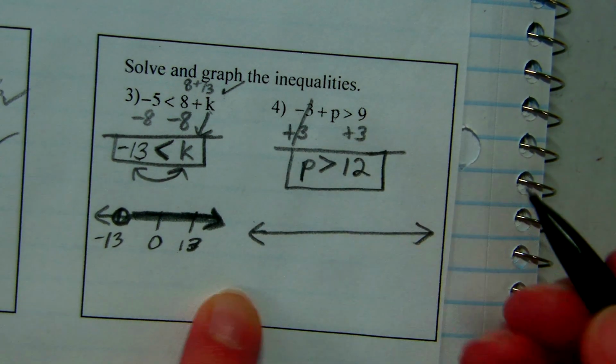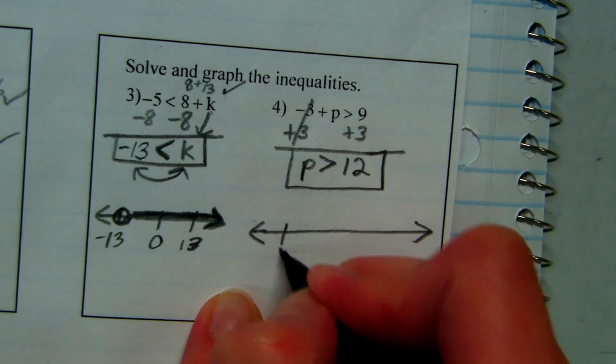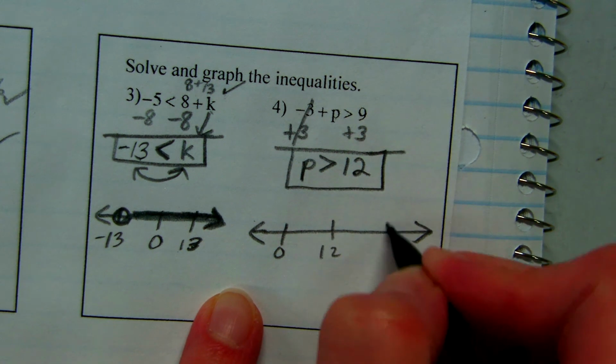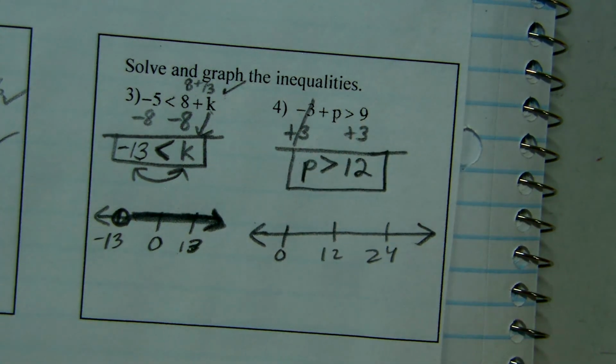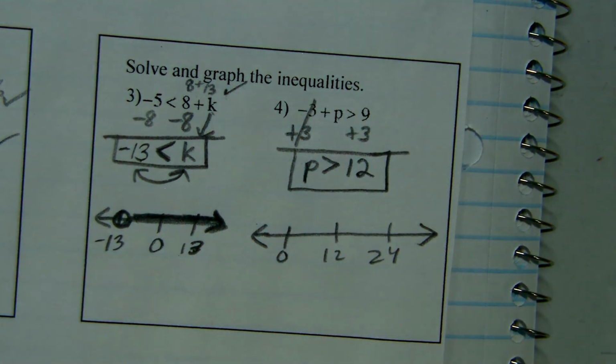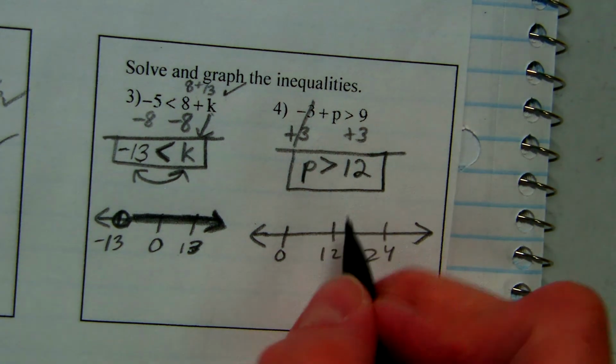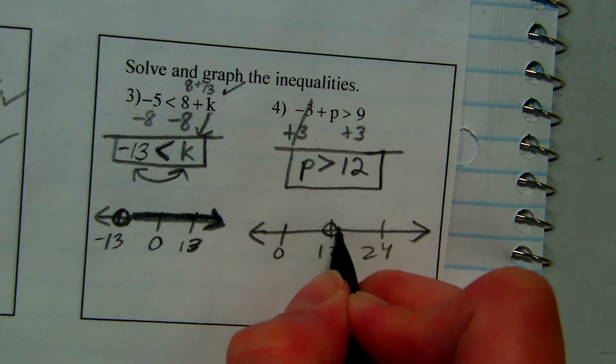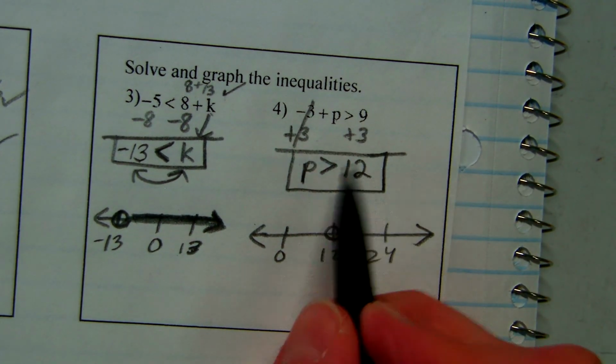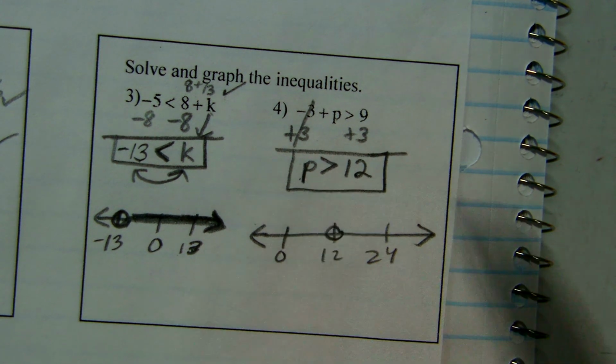And then on my number line, maybe I'm going to count by 12. So I'll go 0, 12, 24. You can do that however you want. Just make sure 12's on there and you've got a few numbers. So on this one, we also do not fill in the circle at 12. 12 is not part of the solution because 12 cannot be bigger than 12.